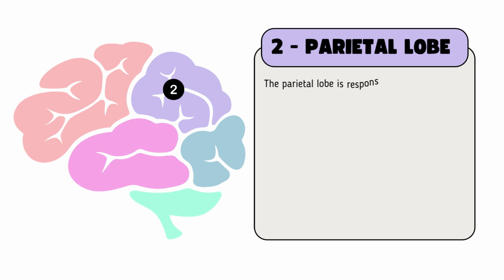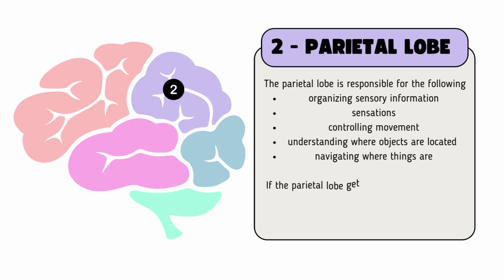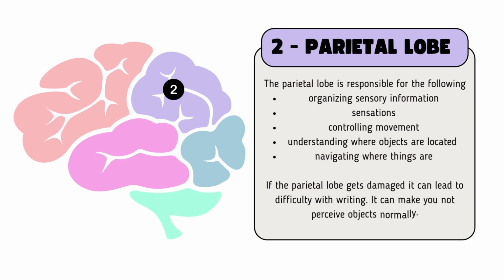Next, we have our parietal lobe, and the parietal lobe is responsible for pretty much all sensory information, controlling movements, and navigating where objects are. If the parietal lobe gets damaged, it can lead to difficulty with writing, and the parietal lobe is like a city hall since it processes and receives all the information and decides what to do with it. And that's kind of how a city hall operates.